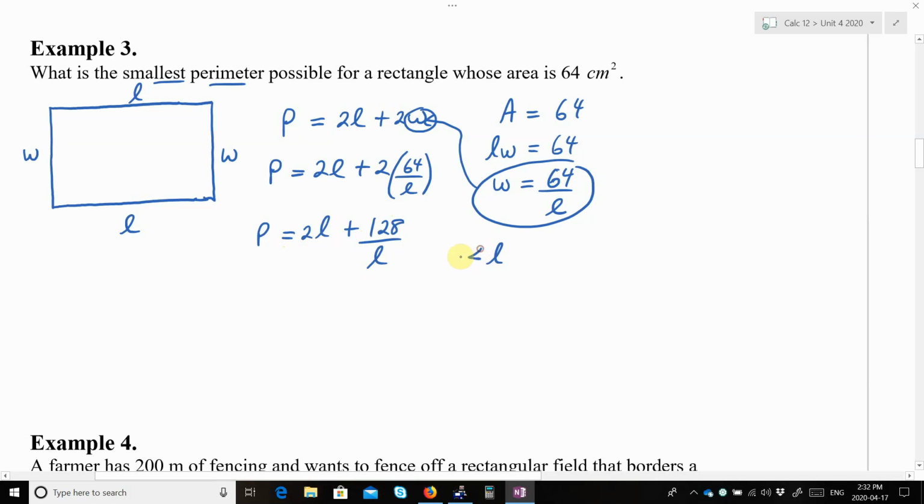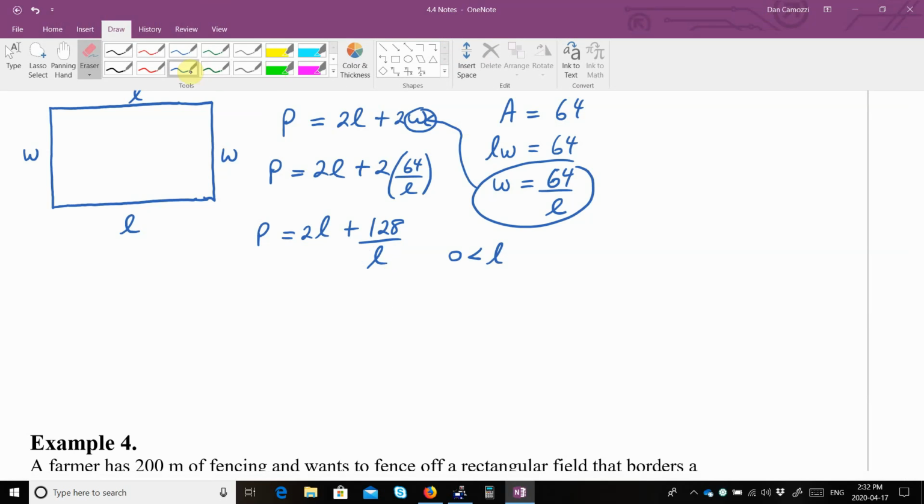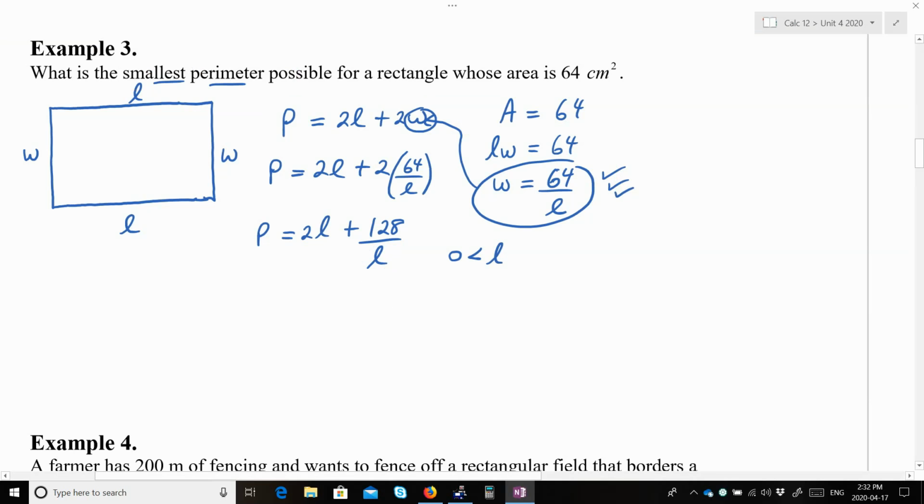So L has to be greater than 0 because it's the length of a side, and it can't equal 0, otherwise you'd be dividing by 0 right here. So L has to be greater than 0, and then we look in this equation here and say, are there any L values that don't make sense? Are they going to start making the W values negative or something like that? And really there's no problem like that, right? Because W is just 64 divided by L. So really L can go off to infinity. Mathematically, that's consistent.